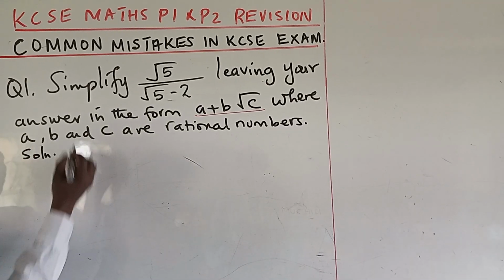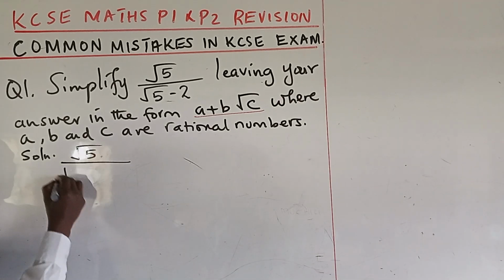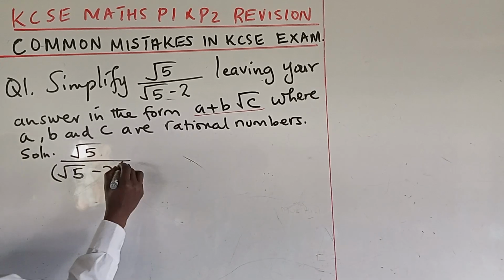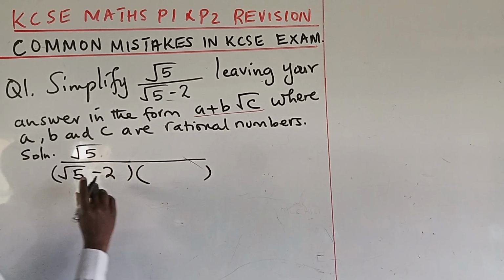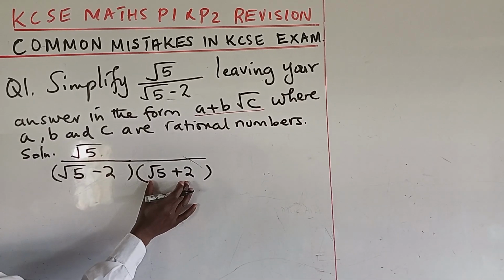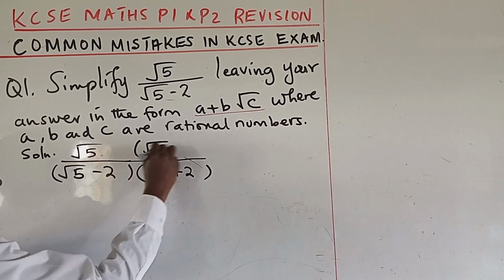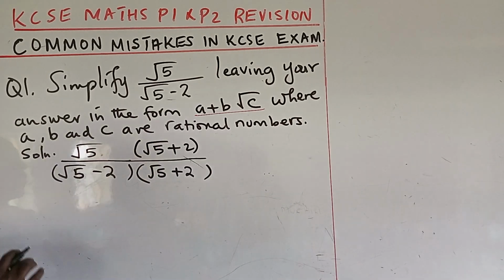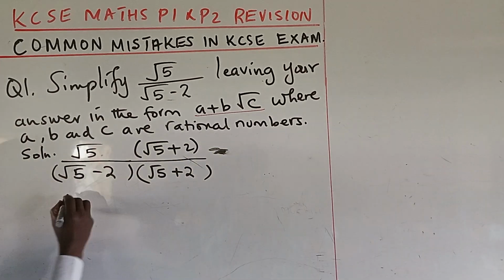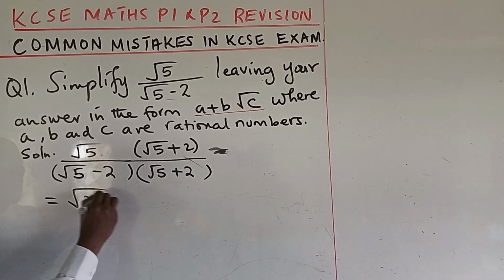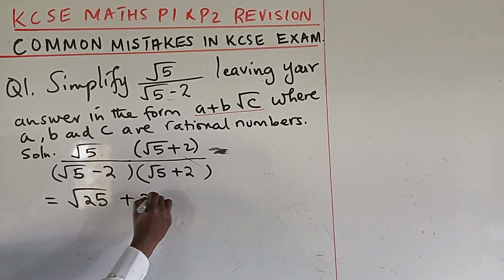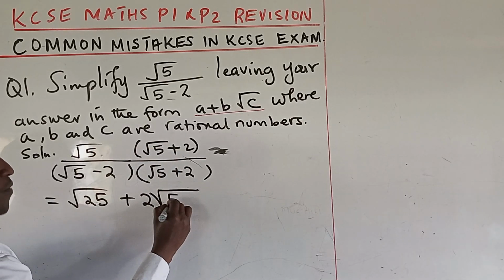In the solution to this question, we take root 5 all over root 5 minus 2, we multiply by the conjugate of root 5 minus 2, which is root 5 plus 2, both on the denominator and also on the numerator. And the first step is we open the brackets. Root 5 by root 5 gives us root 25, minus root 5 by 2, that is positive 2, we get 2 root 5.